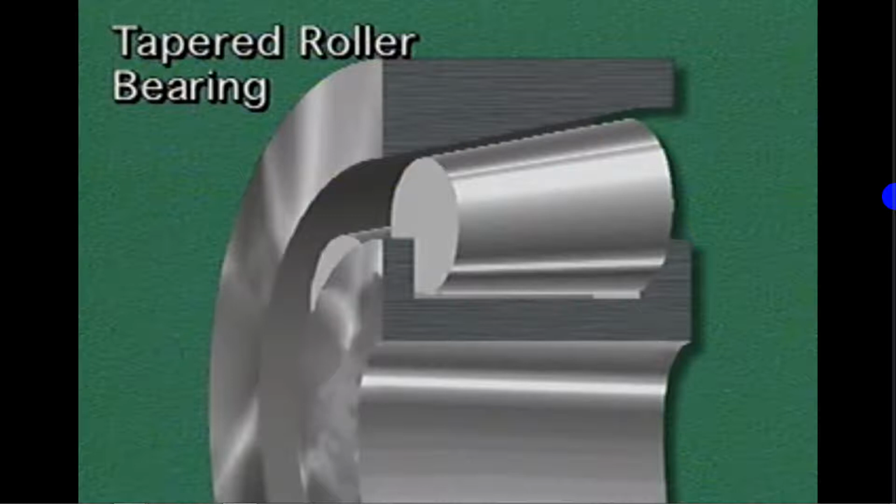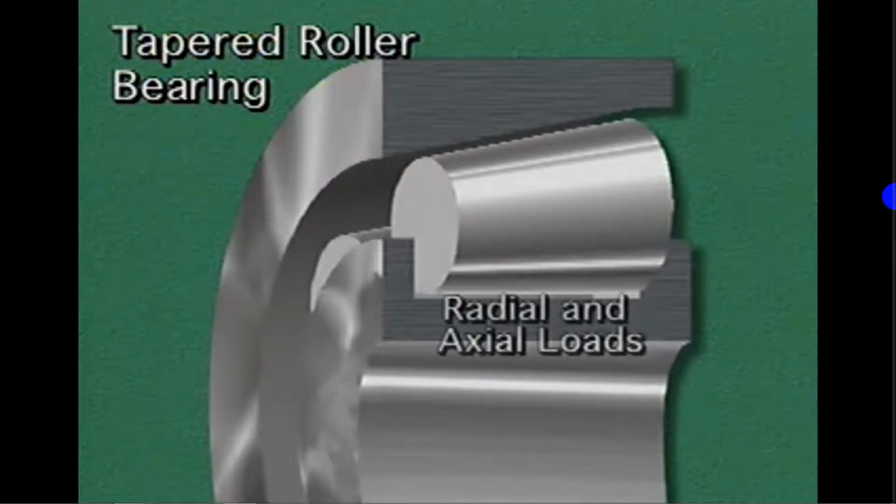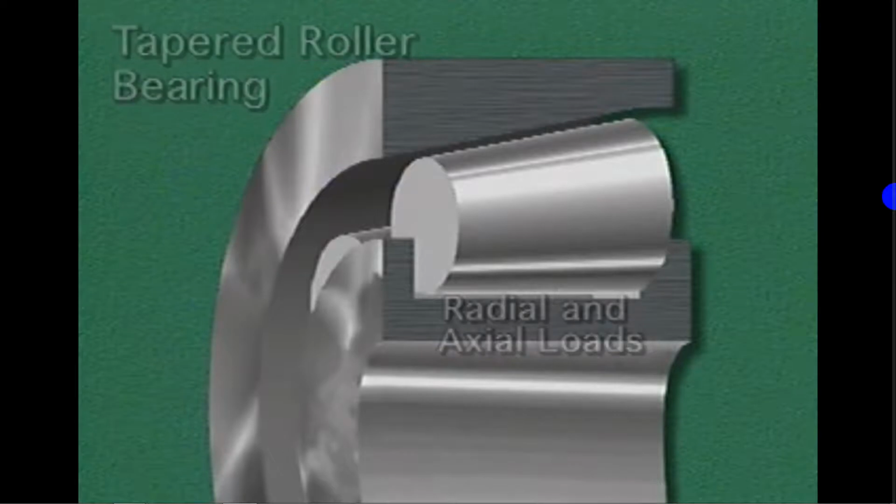Another type of roller bearing is a tapered roller bearing. In tapered roller bearings, the rollers are smaller at one end than at the other. The rings are tapered to match the rollers. Tapered roller bearings can support both radial loads and axial loads.